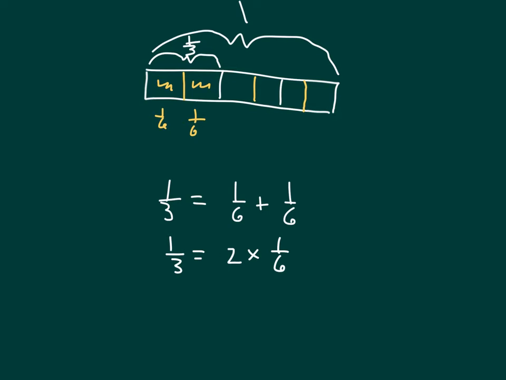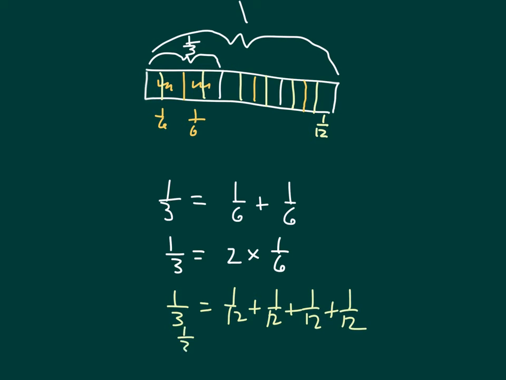If I was to go ahead and divide each of those 6 again, how many parts would I have now? Right, I would have 12 parts. And so each of those is now worth a 12th. And so I have 1/12, 2/12, 3/12, 4/12 equaling 1/3. One third does equal 4 times 1/12.